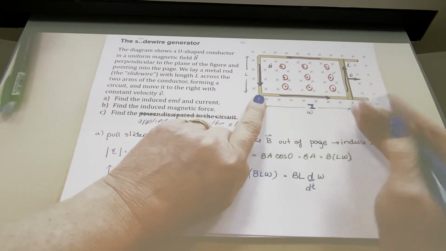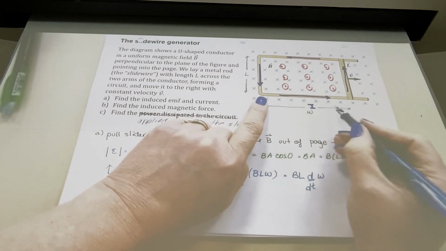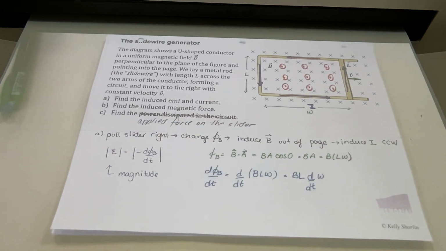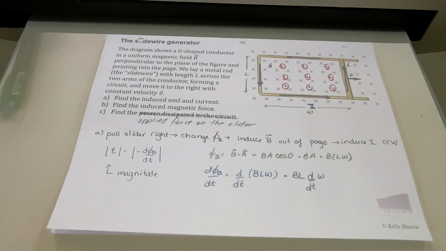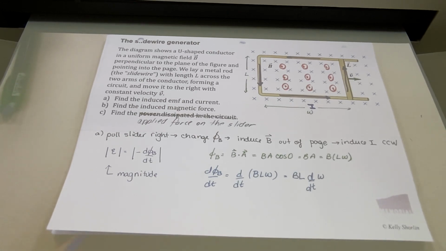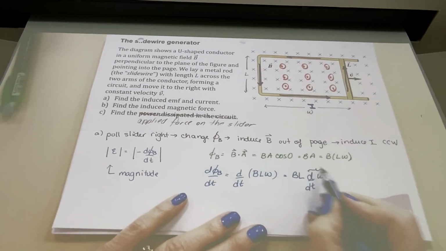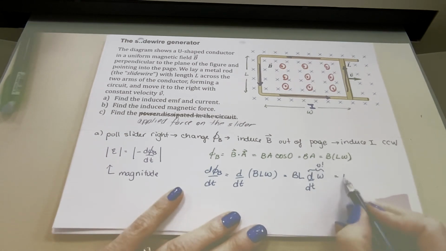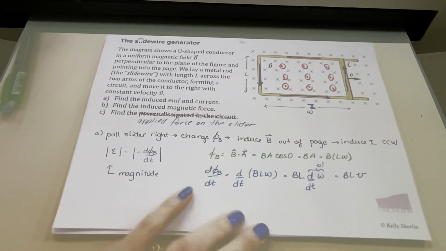This width does change. We're pulling the slider to the right. That W is increasing. Change in position over change in time, that's just the velocity. So that width increases at a rate equal to the speed. Equals B times L times v.